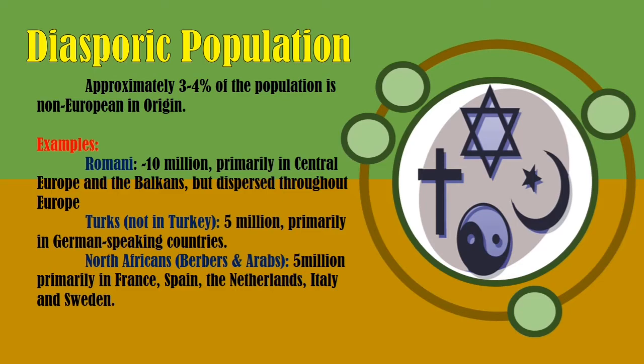The Romani, below 10 million, are primarily found in Central Europe and the Balkans, but they are being dispersed throughout Europe. The Turks who are not in Turkey, around 5 million, are primarily in German-speaking countries. And the North Africans, the Berbers and the Arabs, about 5 million, are primarily in France, Spain, the Netherlands, Italy, and Sweden. Okay, so we are done with the population in Europe.